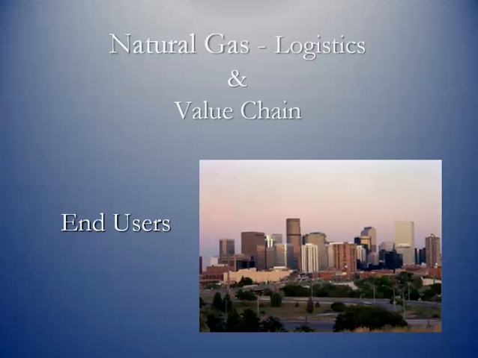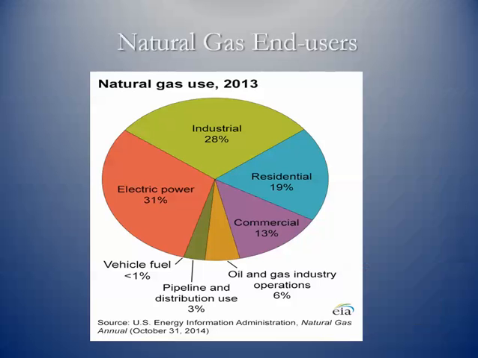and here we just have a large metropolitan area. This happens to be Denver, so we're going to address the actual end users. You can just see here some of the end users. Electric power is the largest end user for natural gas at 31%, followed by industrials and then residentials. Commercials having a very small percentage as well. And one thing here, notice the vehicle fuel at this point in time, as of 2013, was less than 1% of the consumption of natural gas in the U.S.